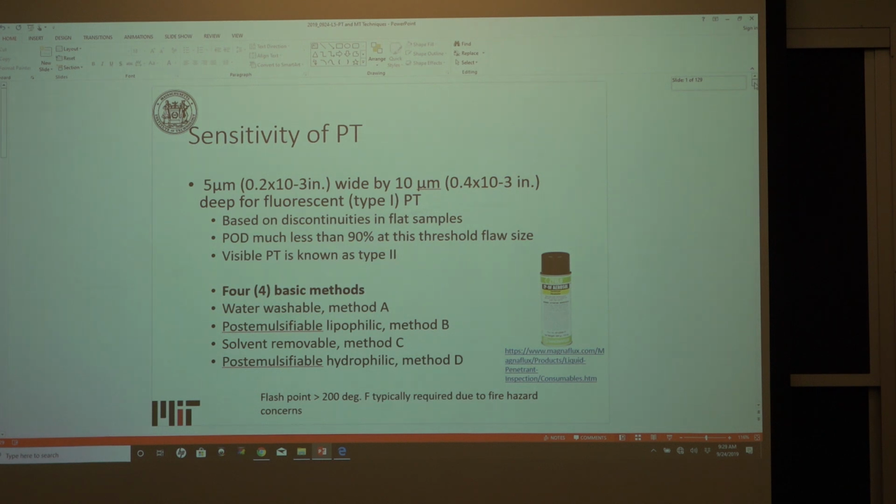There's 4 basic methods of penetrant testing. You have water washable, all right? You have other methods that deal with emulsified materials. So when you're mixing 2 different liquids together, if it's going to be miscible or immiscible, those are methods that you can actually purchase. And what you see is it's basically like an aerosol spray can.